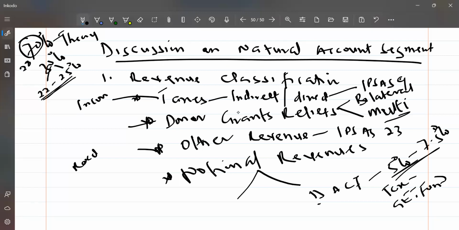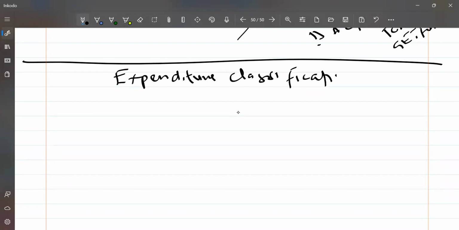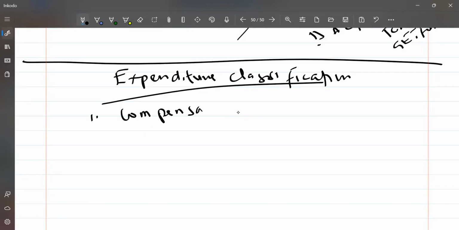Okay. After that, let's also walk through how we classify expenditure. We classify expenditure based on 8 items. So, expenditure classification. How do we classify expenses? We classify expenses under 8 categories. The first one, we call it compensation. So all these elements you need to know before we get to the calculation. And what is compensation?